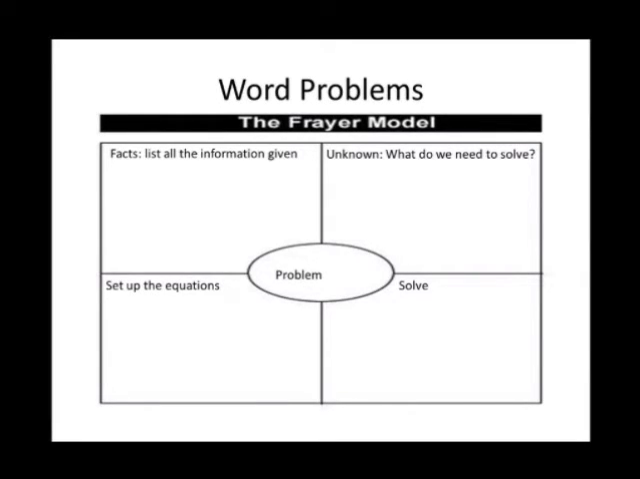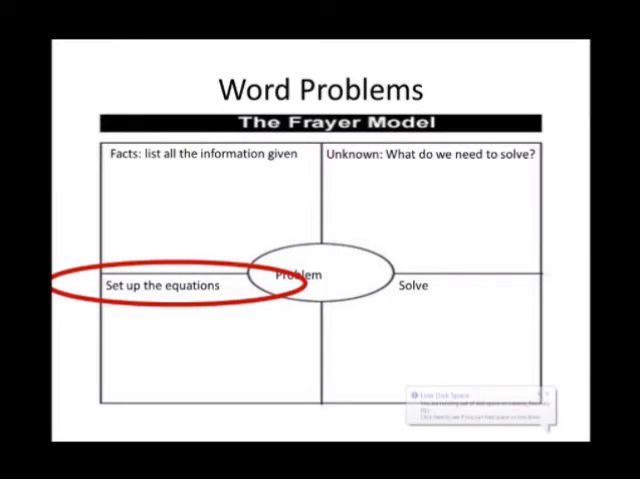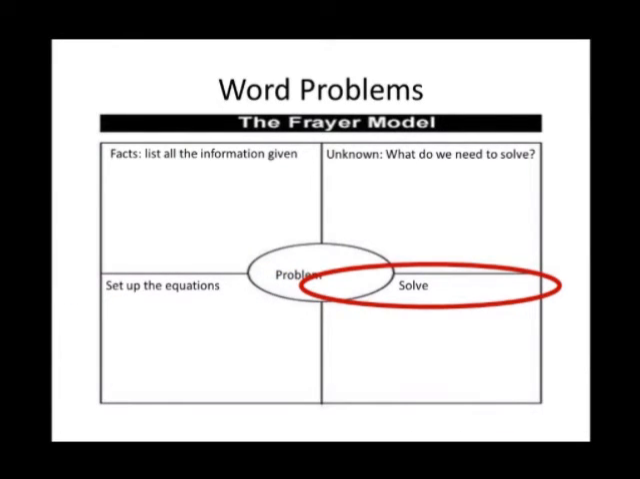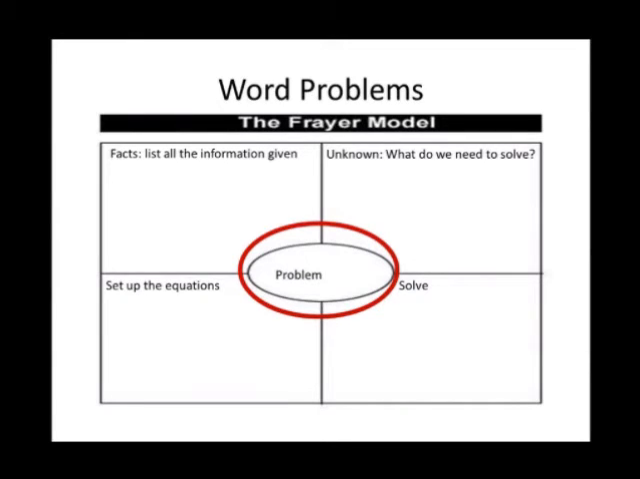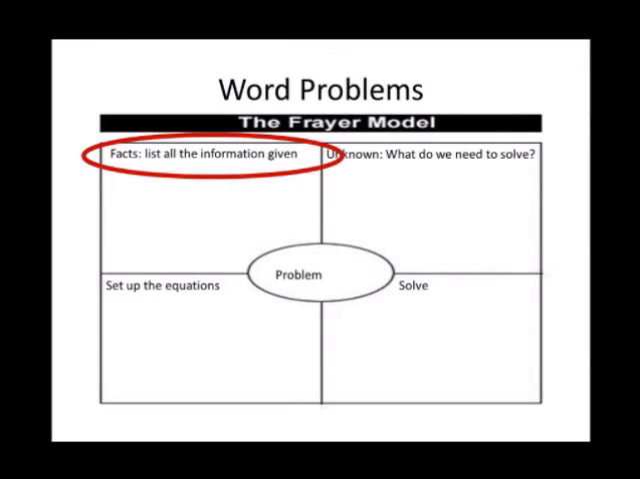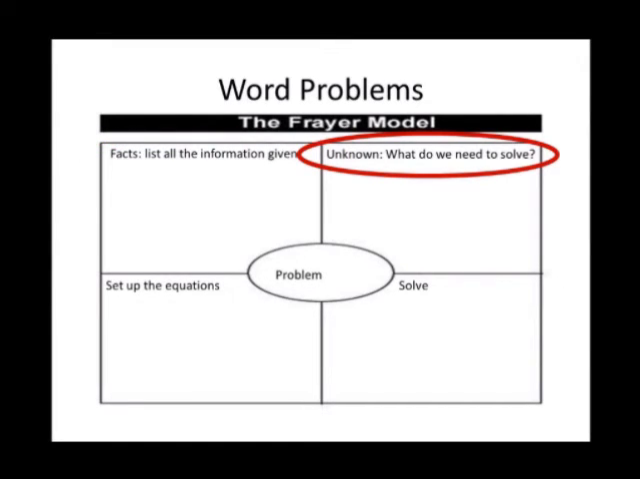Rather than what we did before, this time we have the problem in the center, facts in the top left corner, unknown in the top right corner, setting up the equations in the bottom left corner, and solving in the bottom right corner. In the middle, you'll just put the problem, perhaps the whole thing, but most likely the number of the question you're about to solve. In the facts area, you're going to list all the information given to you, perhaps assist numbers, or other useful tidbits. In the unknown, we're going to set up what we need to solve and assign it a variable.